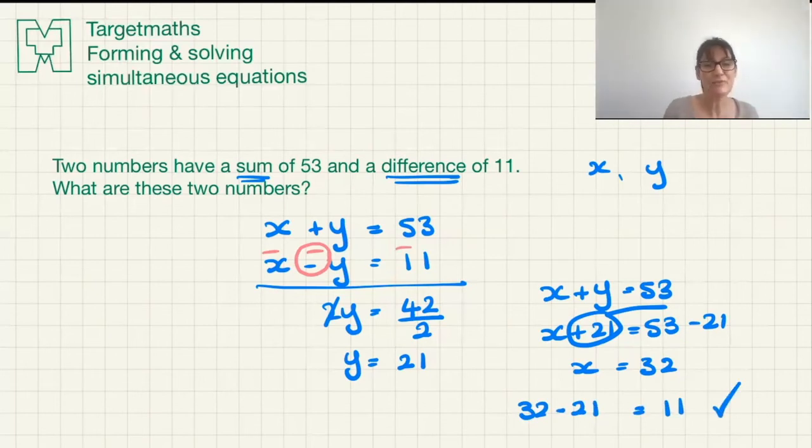Okay, so they can write you a fairly straightforward question. And the indicator that this is simultaneous equations is the fact that you've got 2 numbers that you don't know. That's going to give you 2 letters. 2 letters will straight away be taking you to simultaneous equations.